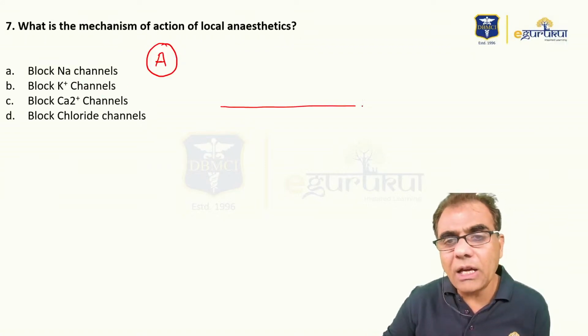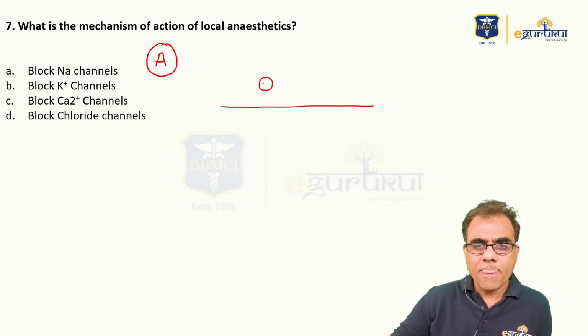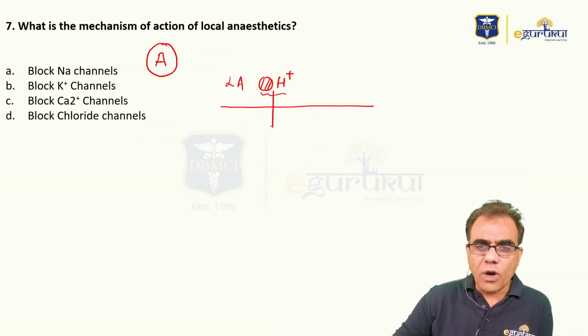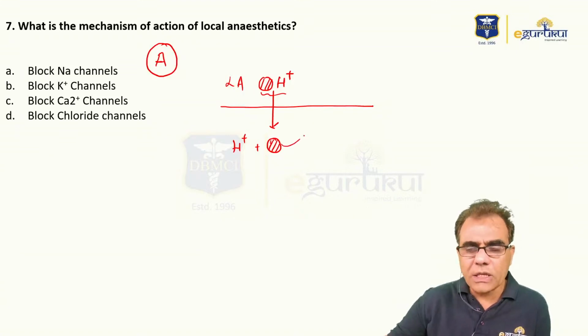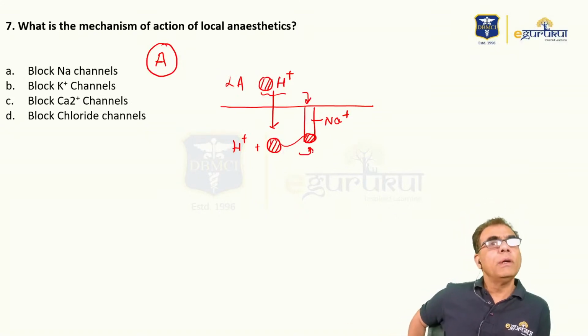And interestingly, it blocks the sodium channel from inside. Now say this is the axonal membrane and say this is the local anesthetic. To cross the axonal membrane, this local anesthetic should be in undissociated form. In undissociated form, it crosses inside and inside it gets dissociated, and it is this dissociated form of local anesthetics which blocks the sodium channel from inside. So this is the sodium channel. Majority of the drugs block the sodium channel from outside. So local anesthetics block the sodium channel from inside.